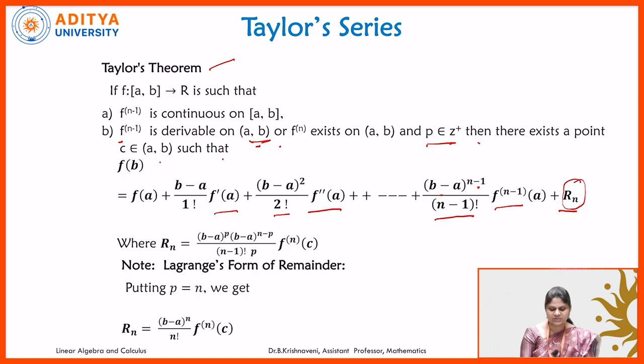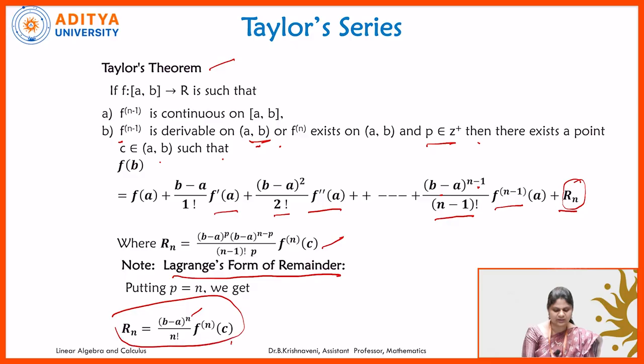Here Rn is a remainder, given by (b-a)^p (b-a)^(n-p) divided by (n-1)! times p times the nth derivative of f at c. Next we discuss Lagrange's form of remainder. For that, we substitute p = n in the above, and we get Rn = (b-a)^n / n! times the nth derivative of f at c, and this Rn represents Lagrange's form of remainder.